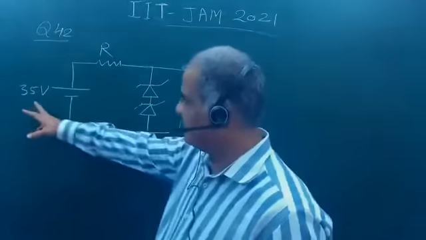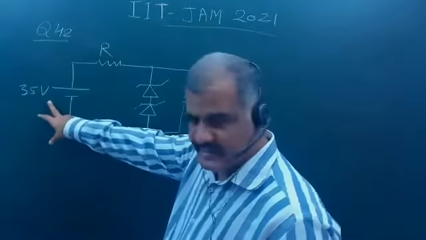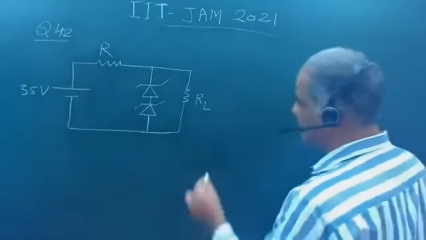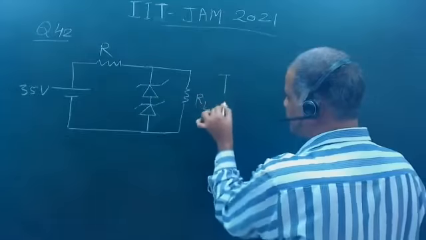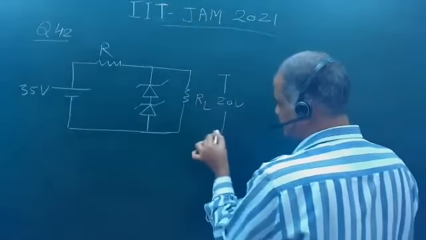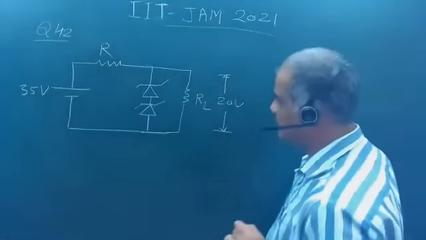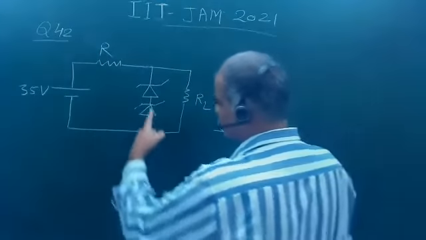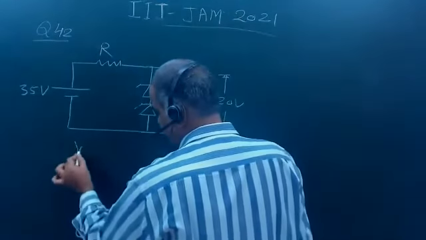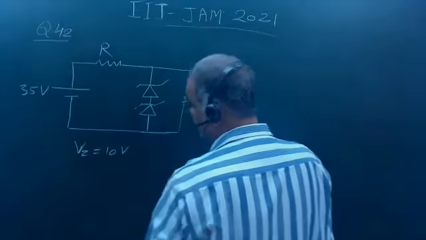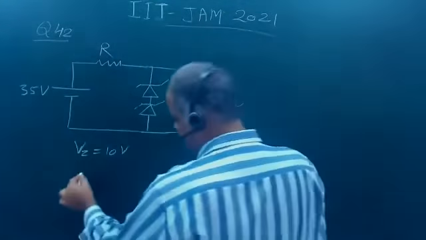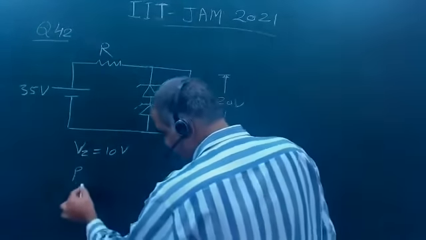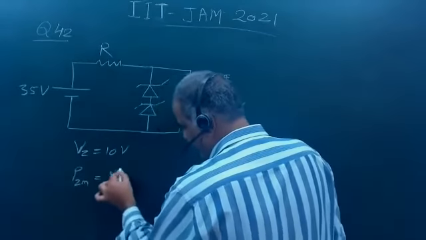So we have a 35 volt power supply which provides us 20 volt regulated power at the load. So we are getting a constant, regulated 20 volts across this load. In the question we are also given that the Zener voltage for this diode is equal to 10 volts, and the maximum power this diode can dissipate is PZM equal to 5 watts.